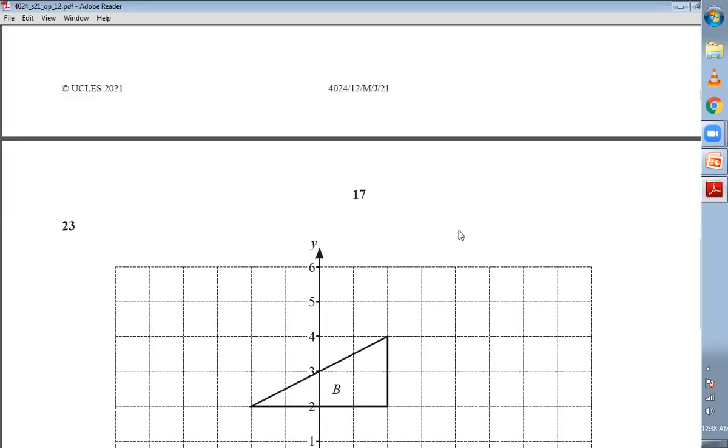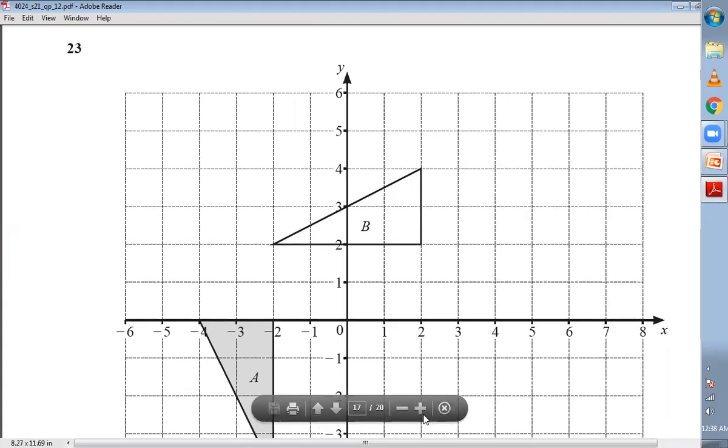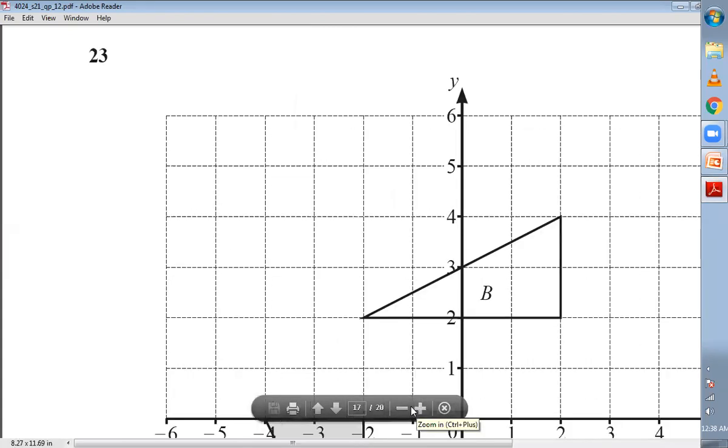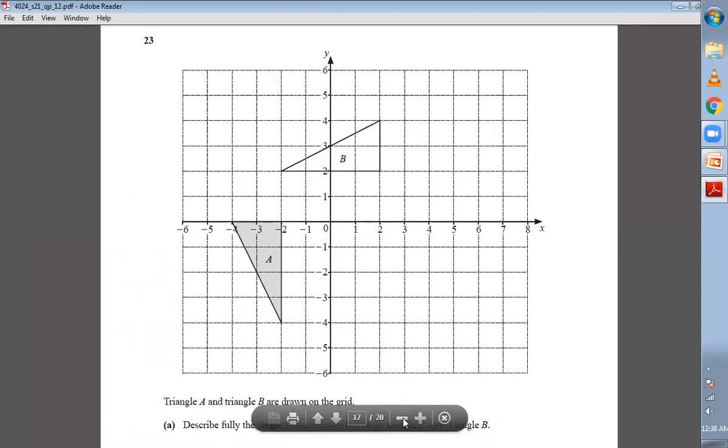The next question is coming up, question number 23. Let me reduce the size so you can see. Here we have two triangles, A and B, shown. Oh my God, I'm increasing the size instead of decreasing. Okay. So the triangles A and B are shown on the grid. Describe fully the single transformation that maps the triangle A onto the triangle B.